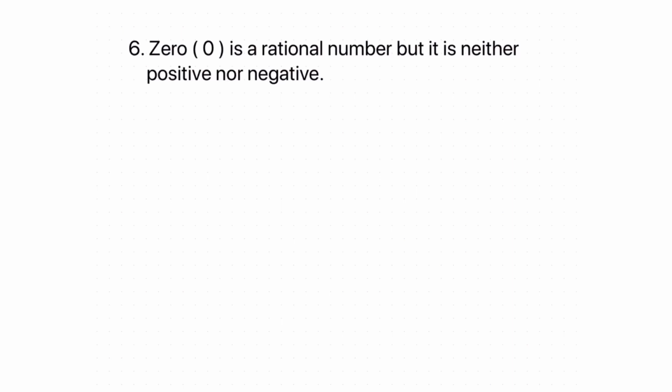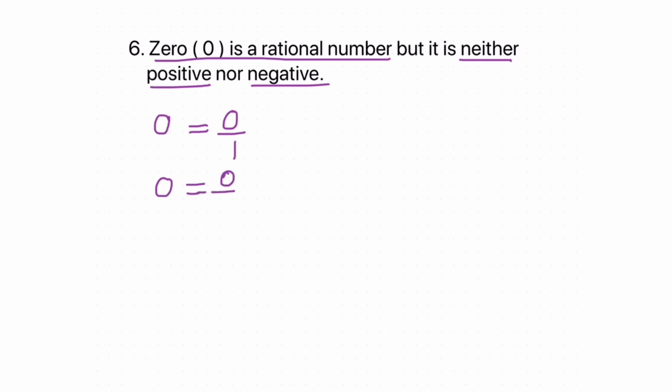Point 6. 0 is a rational number, but it is neither positive nor negative. We can write 0 as 0 by 1. We can also write 0 as 0 by 5. And we can also write 0 as 0 by minus 8. You can see that in each of these cases, denominator is not equal to 0. So, 0 can be expressed as a fraction with a non-zero denominator. Therefore, 0 is a rational number and 0 is neither positive nor negative.